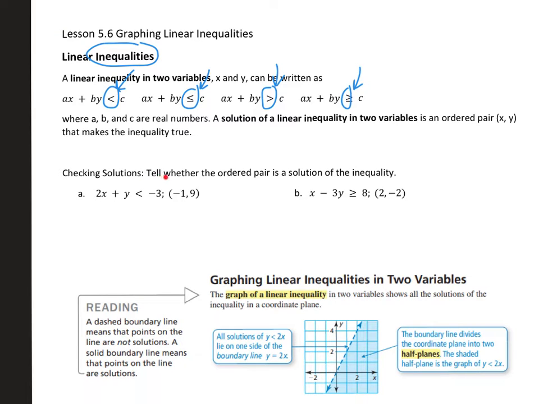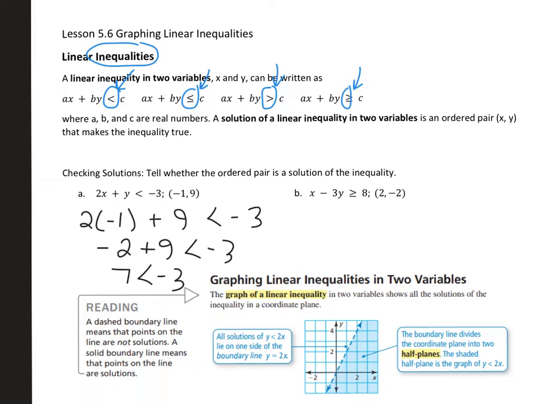So part one, tell whether the ordered pair is a solution of the inequality. What you want to do is plug in x is -1 and y is 9 and see if it's true. If it's true, then it's a solution. So I'm going to do 2 times -1 plus 9 and see if that's less than -3. So is -2 plus 9 less than -3? Is 7 less than -3? Nope, that's not true. So no, this ordered pair is not a solution.